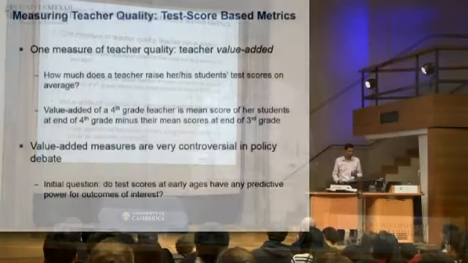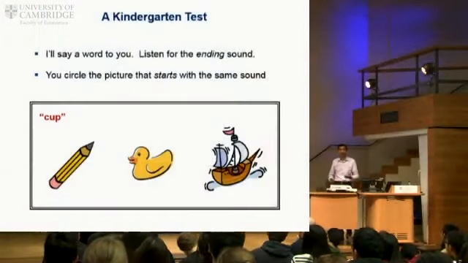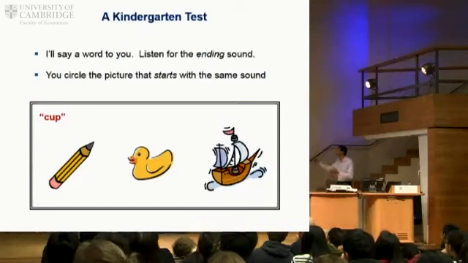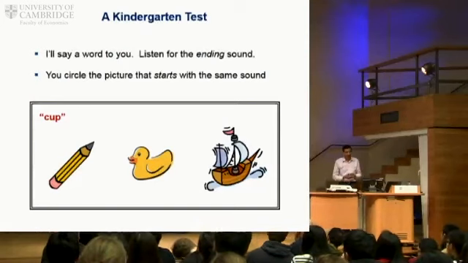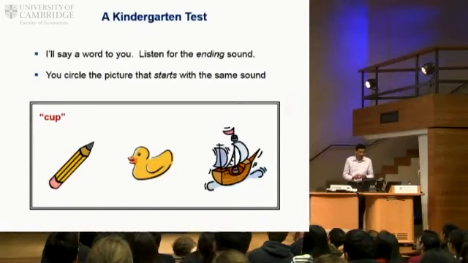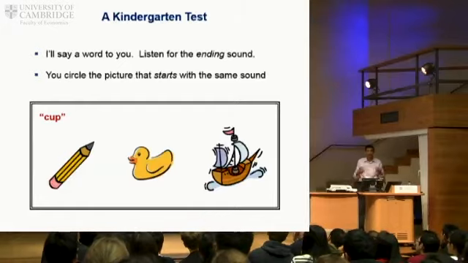So to make this concrete and show you what these tests are actually like, let's do an example of a kindergarten test. This is an actual question from a kindergarten test on the Stanford Achievement Test given to kids in the US. Here's how it works. As the teacher, I'll say a word to you, you listen for the ending sound, and then you circle the picture that starts with the same sound.